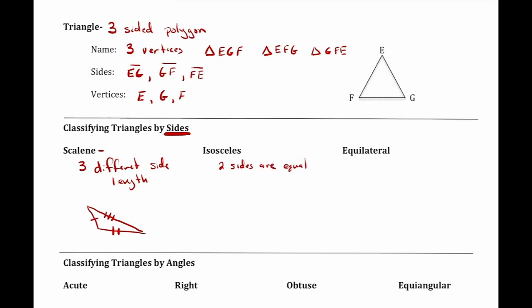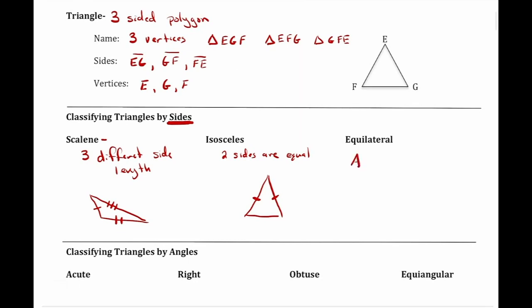We have isosceles, which means two sides are equal. Two sides are the same. So as a picture, we have something like this. Two of the sides are the same. That would be isosceles. And equilateral. Familiar with this term? Equilateral. All three sides are the same. Okay, so as a picture, we'd have something like this, and all three would be the same. So that's classifying by sides.